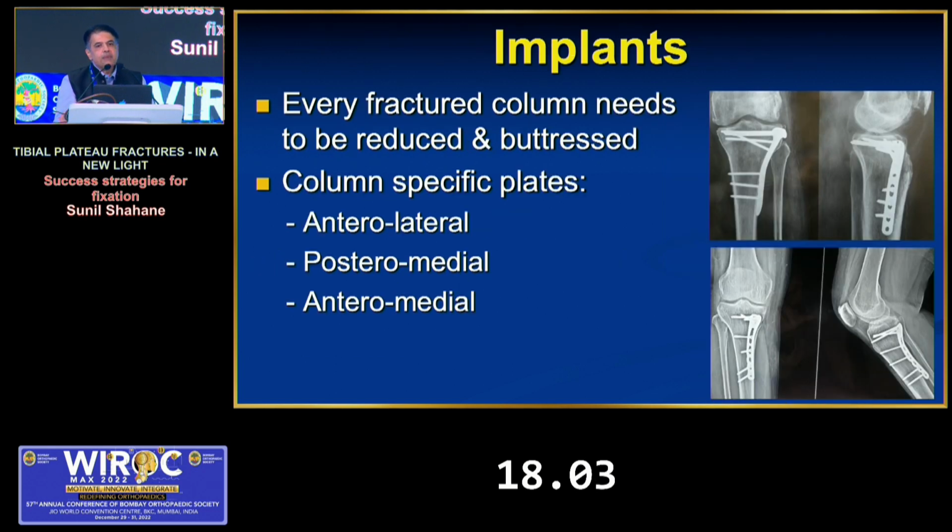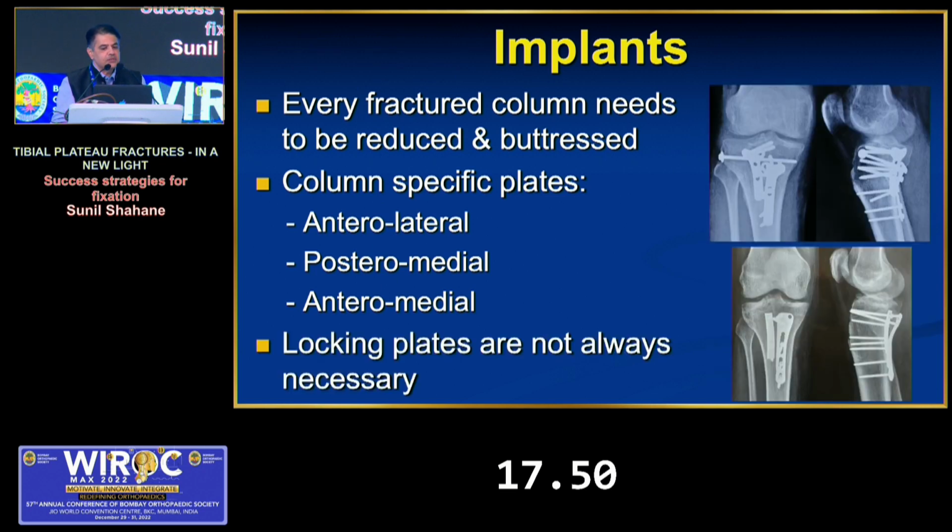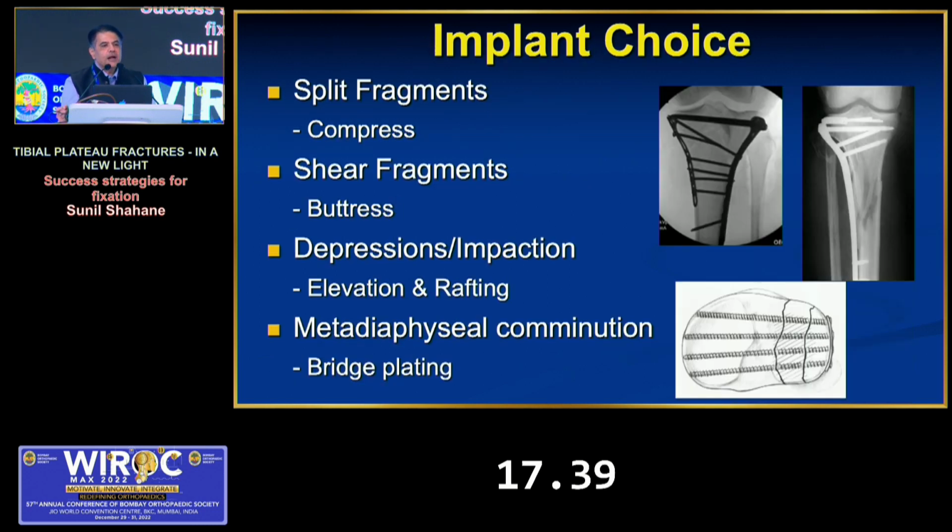There are a number of implants which have been now devised, which can be column specific. These are anatomically contoured locking implants, which make your job very easy. But not all fractures require these expensive implants. And if you have only posterior fractures, I prefer to use a non-locking one-third, 3.5 millimeter distal radial plate. So the choice of the implant will depend on what kind of fracture you are dealing with.